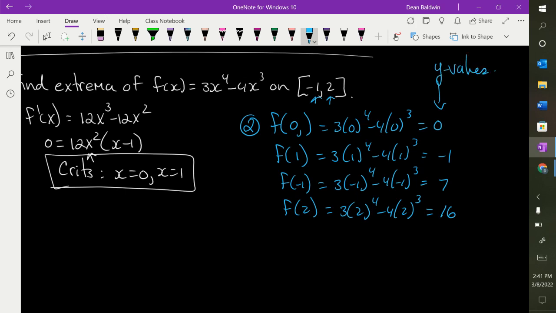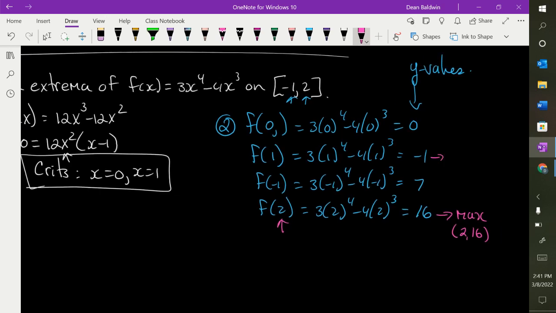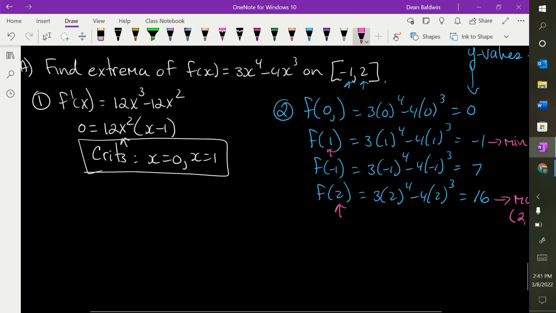So you're looking for the highest y value. The largest one, obviously, is this one. So this is your max at this x value and the y value. 2 and 16 is your max. The smallest value is your min. So we have a min at an x value of 1 and a y value of -1. That's your max and min.